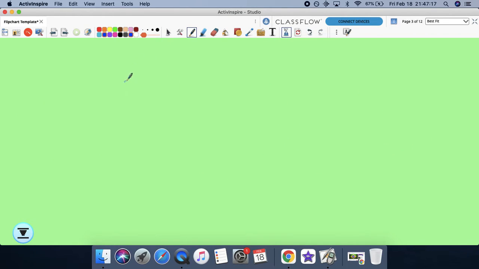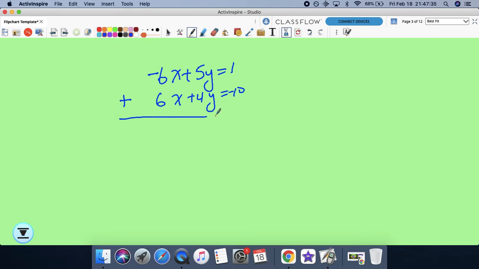Then we go to 4, which is negative 6x plus 5y equals 1. And then the bottom one is 6x plus 4y equals negative 10. And again, there's not much to do here because the x's have coefficients that are opposites, and we can just add the top line with the second line. The x's go away. 5y plus 4y is 9y. Positive 1 plus negative 10 is negative 9. Divide both sides by 9. y equals negative 1. Okay, very similar to the previous problem.